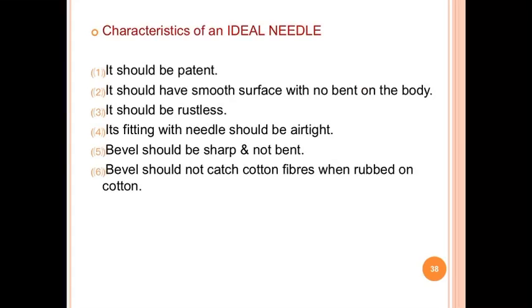Then characteristics of the ideal needle. It should be patent, should not be blocked. It should have a smooth surface with no bend in the body. It should be rustless. Its fitting with the syringe should be alright. Bevel should be sharp and not bent. The bevel should not catch the cotton fiber when rubbed on the cotton. These are the characteristics of the ideal needle.